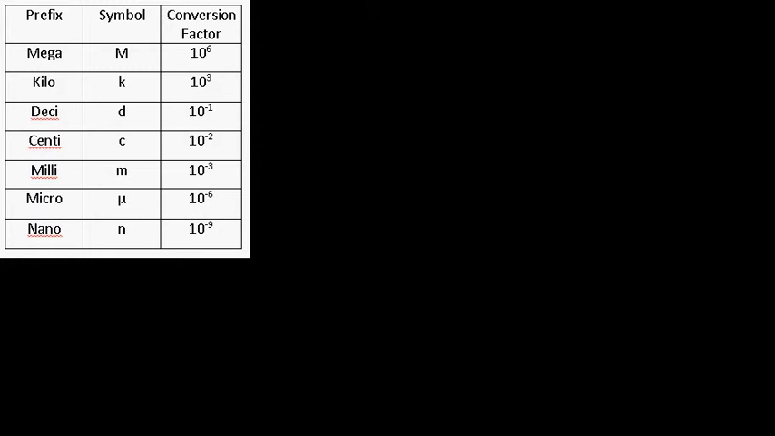So what I have presented over here to the left is a conversion table for values within the metric system. You can see I have the prefix followed by the symbol followed by the conversion factor. The one symbol that might look a little weird is the one down here for micro, which is given by mu. That's the Greek letter mu.